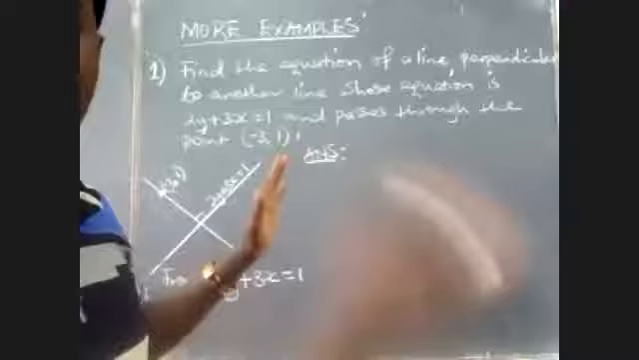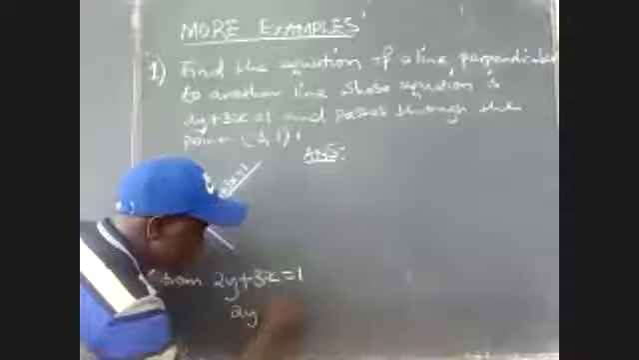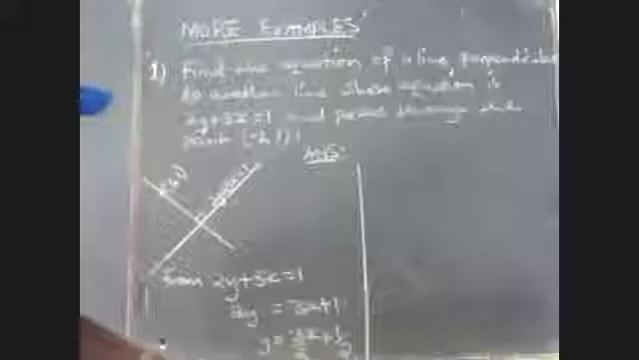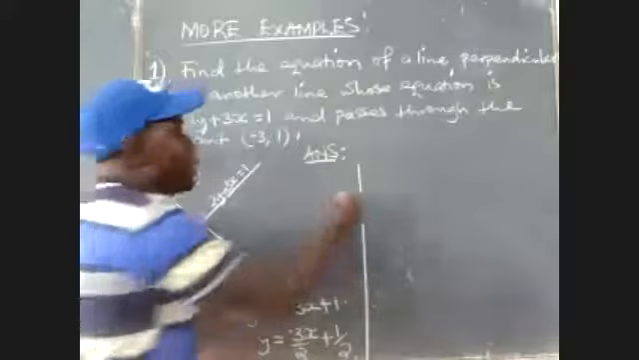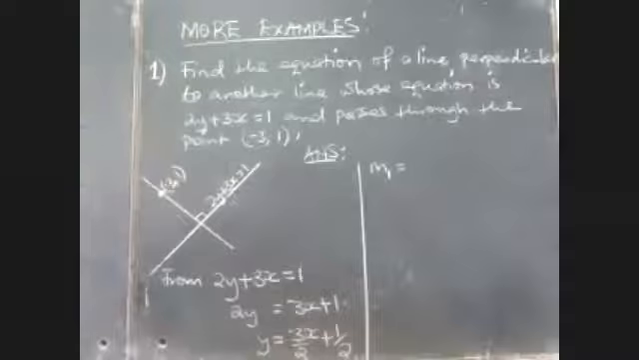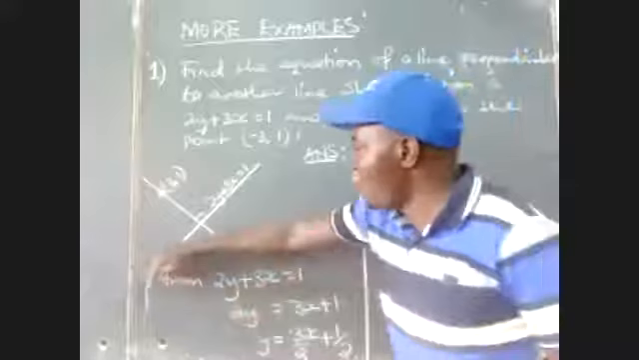So we start. This will be 2y, which is equal to this one going to the other side. What do I do? Make it a negative. It becomes negative 3x, then plus 1. What do I do next? You divide every term by 2. What is m1 from this one? Negative 3 out of 2. That's very good. We have the gradient of this first line.